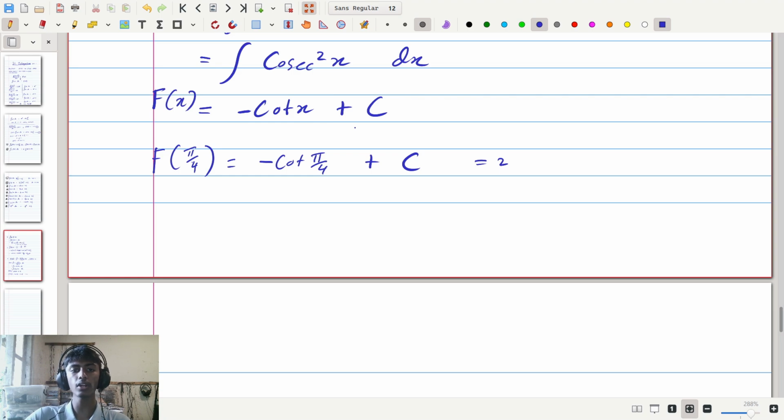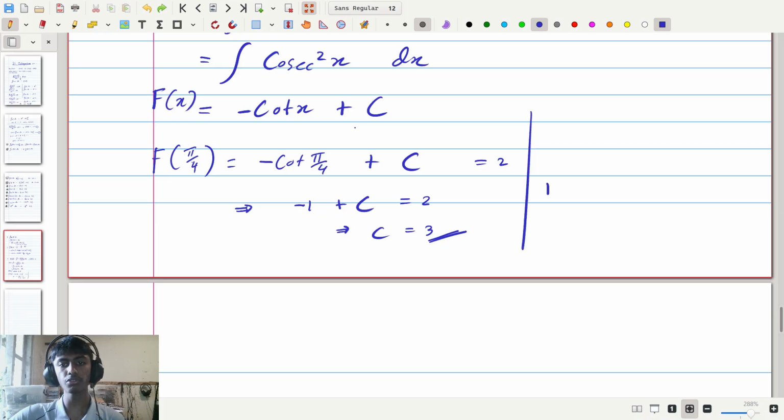Now then, we know that the cotangent of pi by 4 is equal to 1. So the negative cotangent of pi by 4 is equal to negative 1. From this, we get that negative 1 plus c is equal to 2. Therefore, c is equal to 3. Resubstituting that back into our expression, capital F of x is equal to negative cotangent of x plus 3. Hence, this is our final answer.